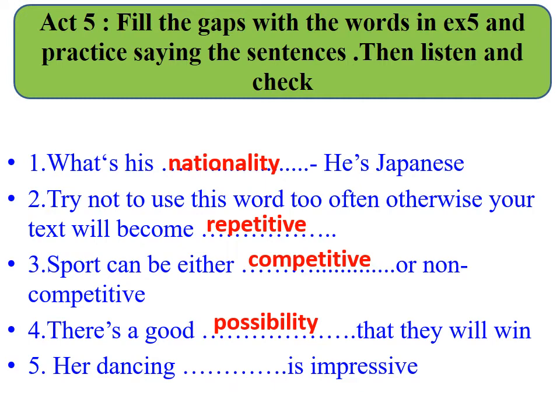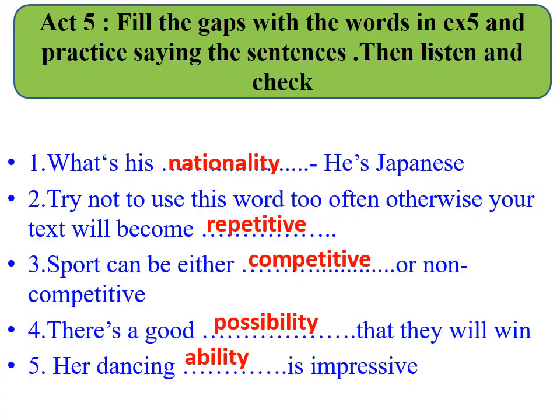Number five, her dancing ability is impressive. Cái khả năng khiêu vũ của cô ấy thì rất là ấn tượng, right? Thì gây ấn tượng. Okay, now, how many right answers do you have in the task? Do you have a lot of right answers? I think the task is easy for you. So now, let's read the sentences again and again to improve your pronunciation first. Okay, các bạn sẽ đọc những cái câu này lặp đi lặp lại nhiều lần cho cô để các bạn cải thiện phát âm cho cô nhé.